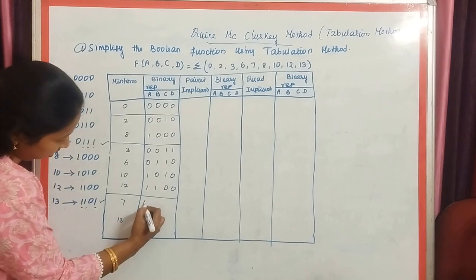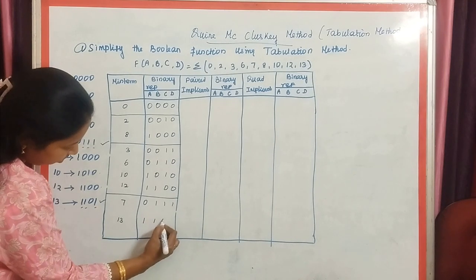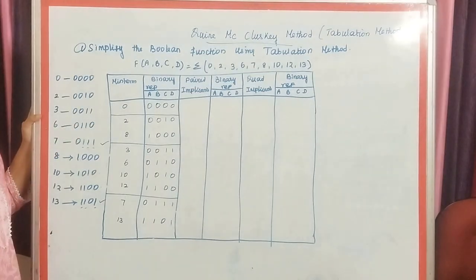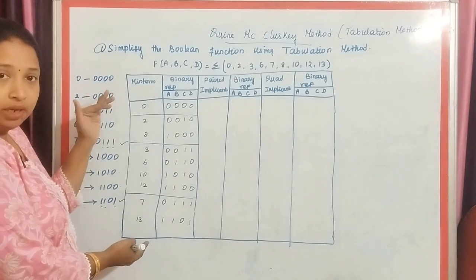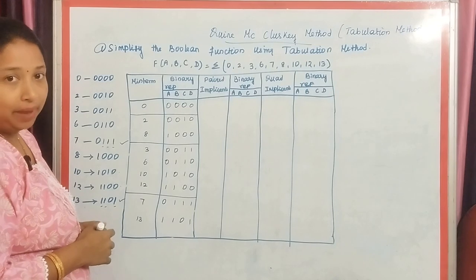Give me the equivalent binary representation. It is 0, 1, 1, 1. And for 13 it is 1, 1, 0, 1. Are you clear with how to do the grouping here? Fine. Now let's move on with the next column. How to write the paired implicant.